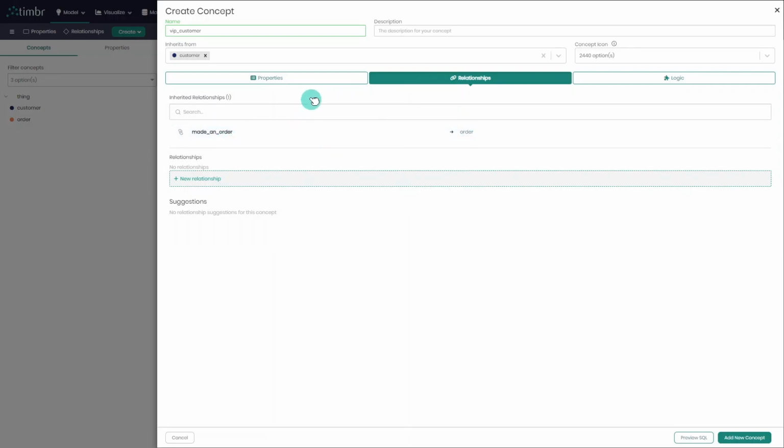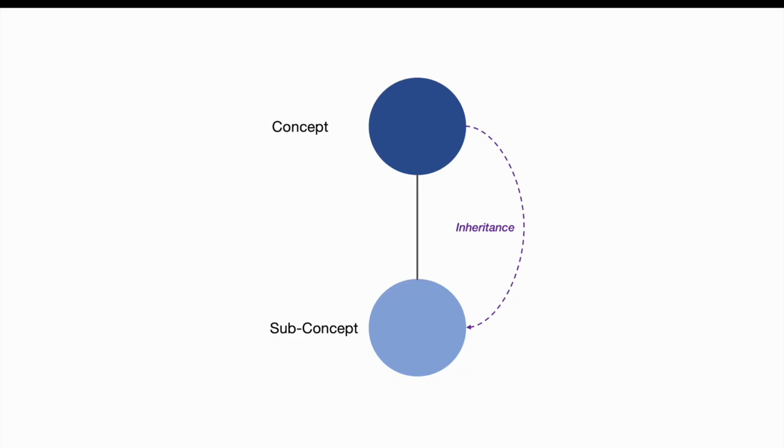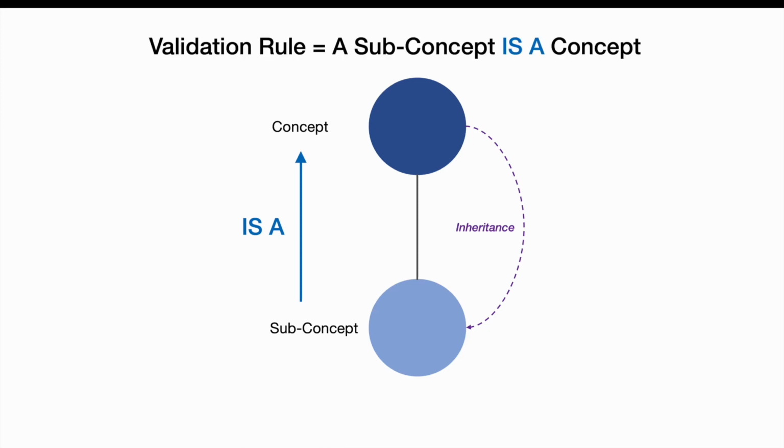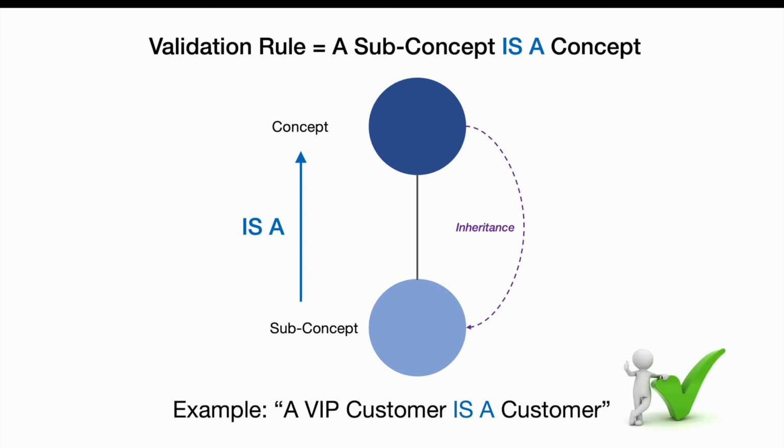This inheritance applies to any hierarchy of concepts since the relation between subconcepts to upper-level concepts follows the logic of "is a" relation. To check whether it's correct to create a subconcept or not, you can always use the following logic. A subconcept is an upper-level concept. So in our example, a VIP customer is a customer.